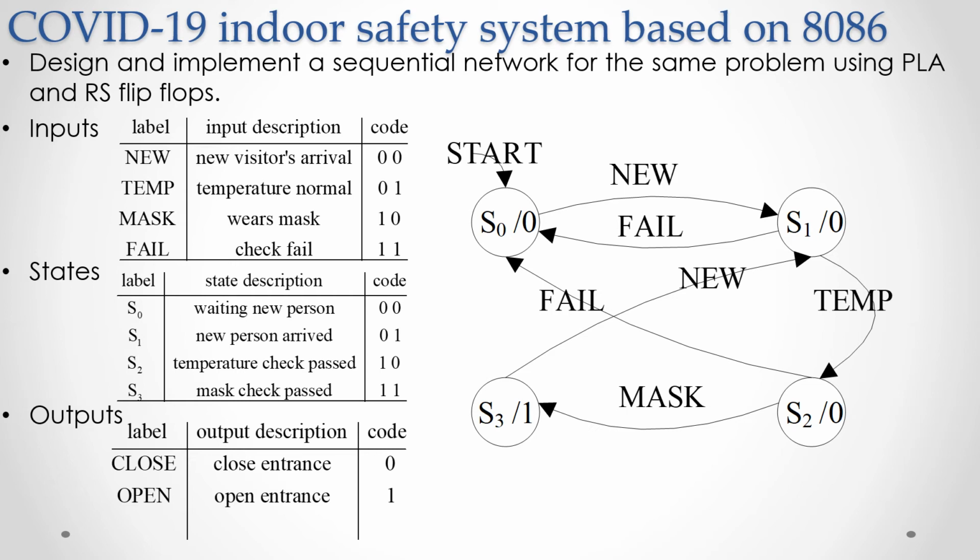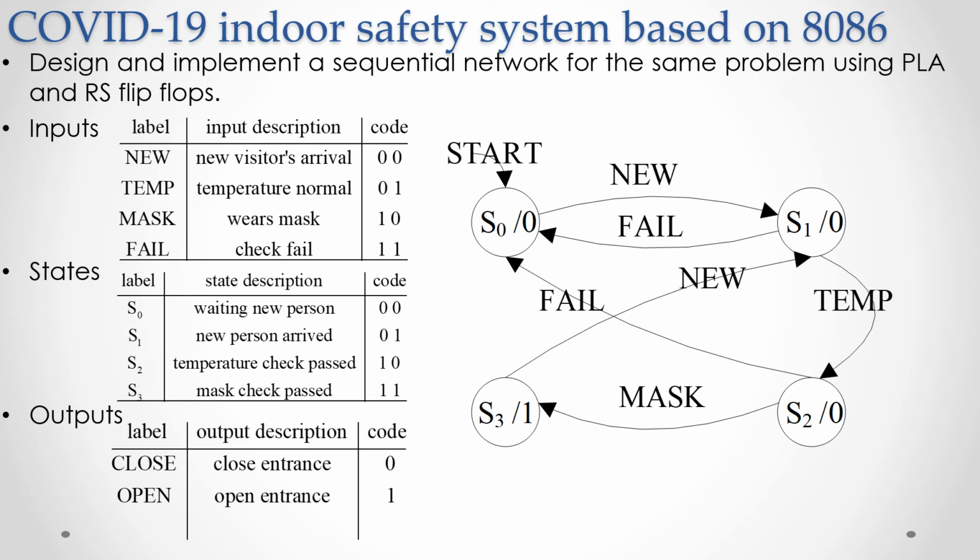Actually, the person has passed the mask check. It's the 10 signal. And in case that any of these two checks fails, we have the fail signal, which is encoded by 1, 1. We have 4 possible states in Moore's automaton. The first state is S0 and denotes that we have to wait until a new person arrives. The second state is S1. In the case when a new person has already arrived, we can perform the check.